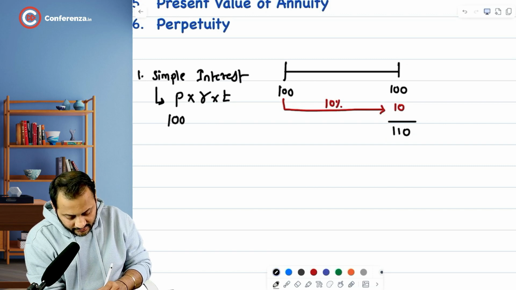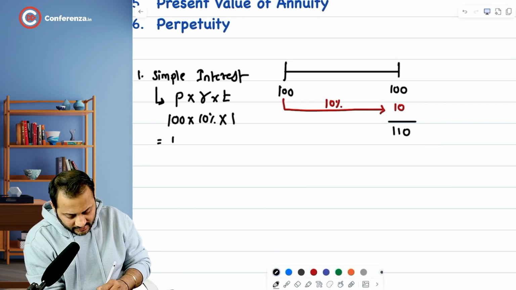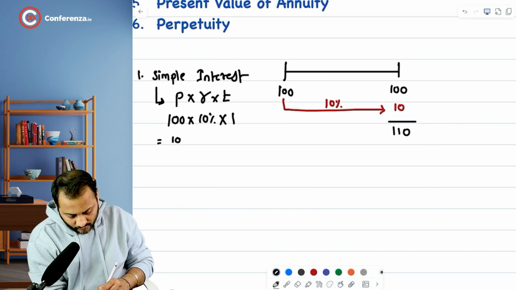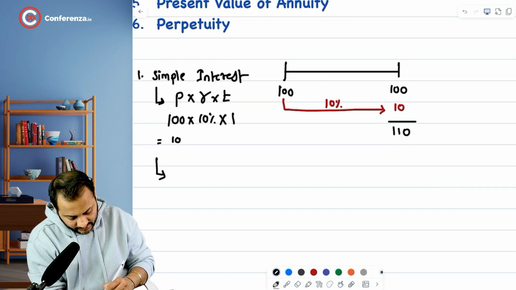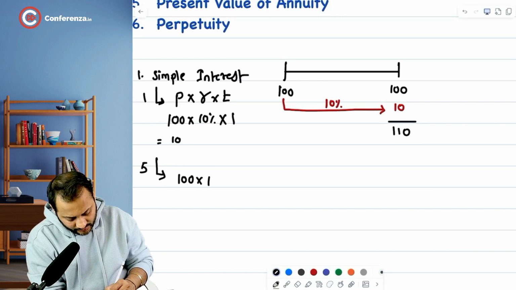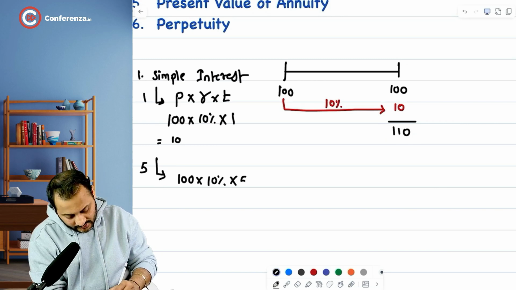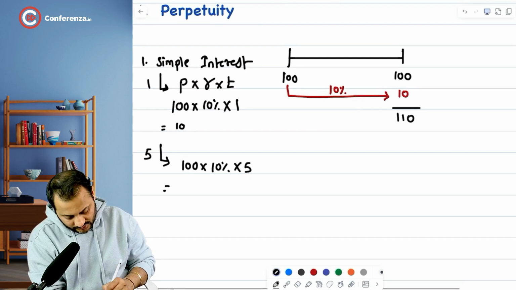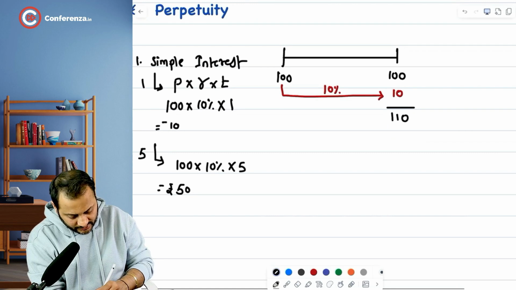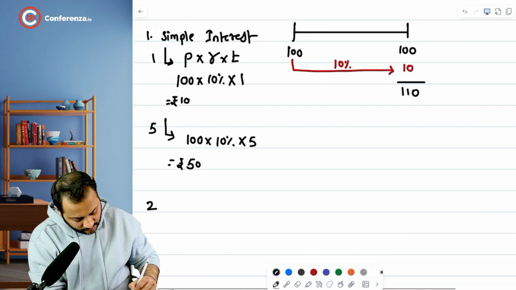So 100 into 10% is the rate of interest that you will earn for 1 year, and that gives you 10 rupees. If you invest it for 5 years, 100 into 10% gives you 1 year's interest, into time, that is 5. So this will be 50 rupees. In 5 years, you will earn 50 rupees in simple interest. So this is a basic concept. Let's move on to the second one. This is our formula.